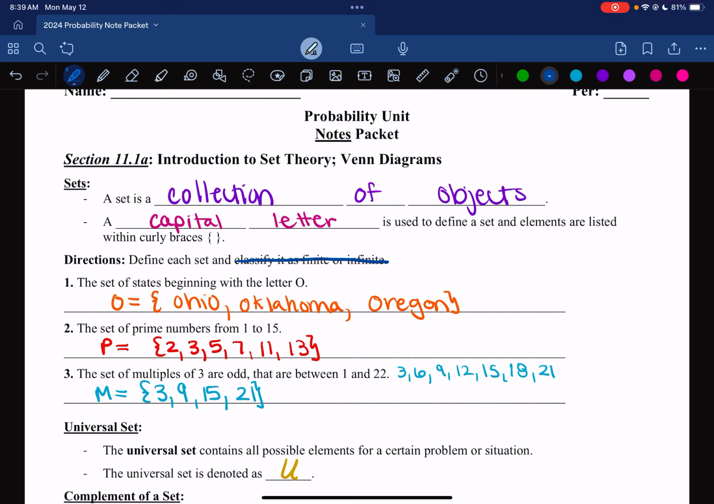Number three, the set of multiples of 3 that are odd and are between 1 and 22. So what I did is I just made a little note over here. What are our multiples of 3? So I wrote them all out, and then we just want the odd ones. So cross out any that are even, and there's our set. And we can use a capital M. You can use any letter to define a set.